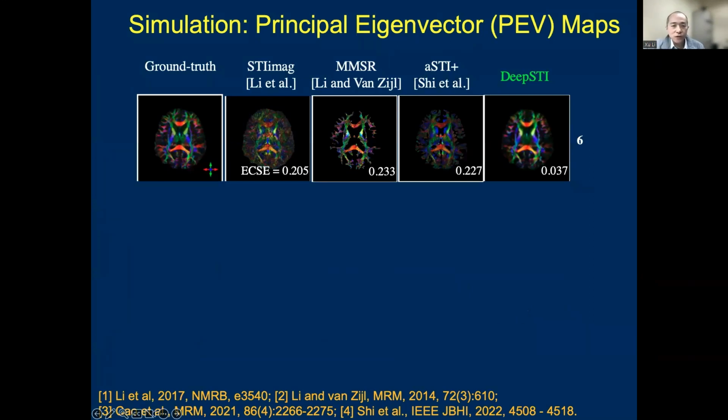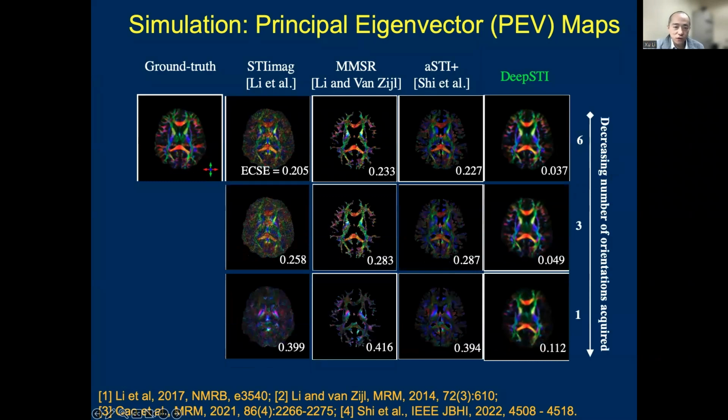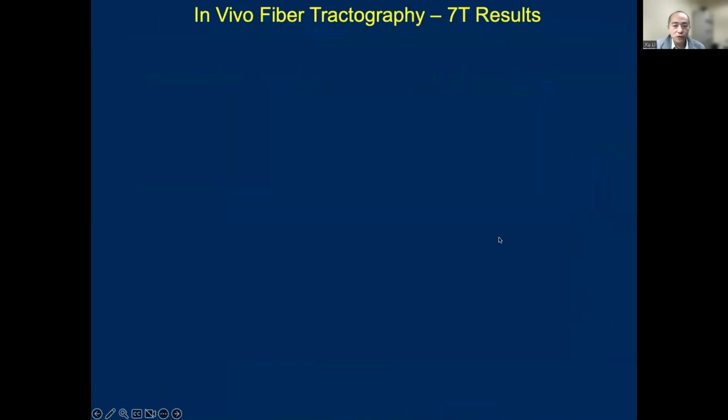Here just showing some results of the reconstruction using simulated data. As we can see, if we have a large number of head orientations, the conventional method and the deep STI method can give a fairly reasonable reconstruction, with the best result given by deep STI. And if we have a smaller number of head orientations, the conventional method usually degrades pretty fast, but the deep STI gives a more stable performance.